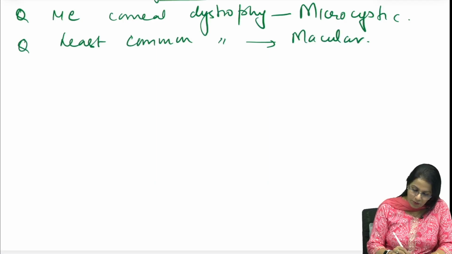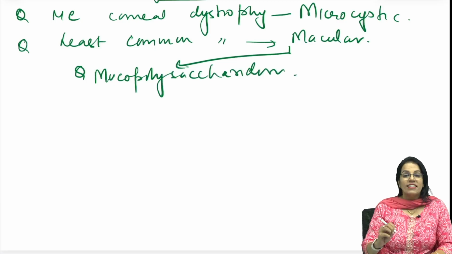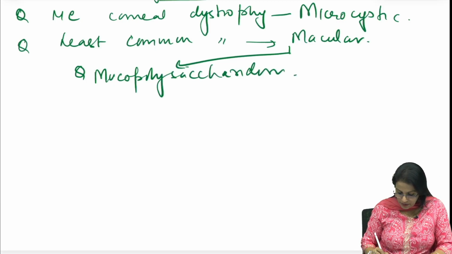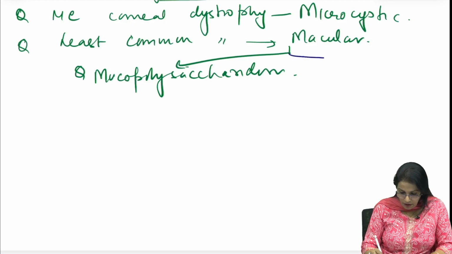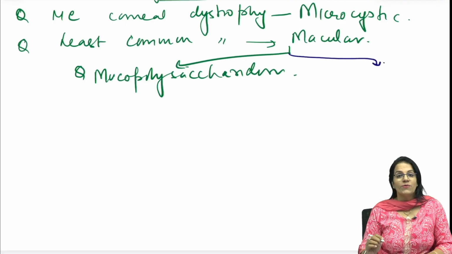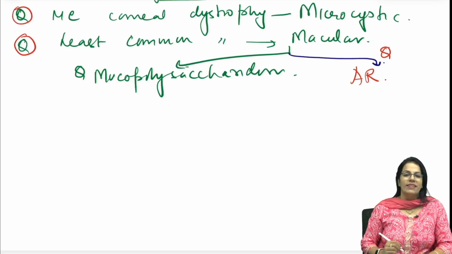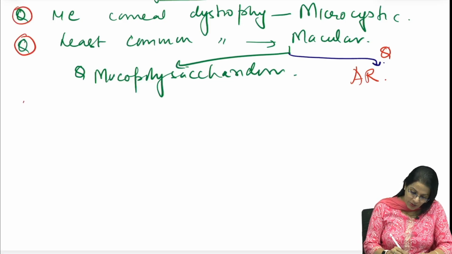In macular we have two more questions. Which corneal dystrophy is associated with mucopolysaccharidosis? Macular, M for M. Another question: all these corneal dystrophies are autosomal dominant except macular, which is autosomal recessive. This too is an exam question. The rest are all autosomal dominant. Remember this.